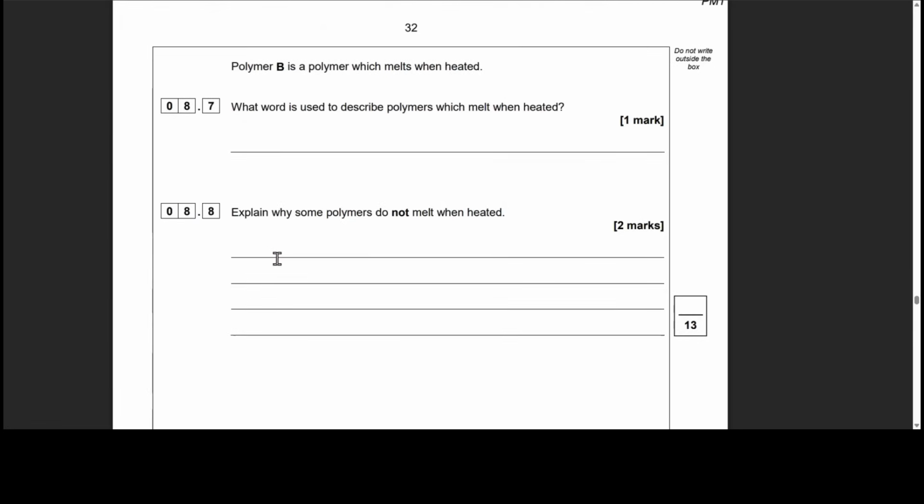Polymer B is a polymer which melts when heated. What word is used to describe polymers that melt when heated? It's a thermosoftening polymer.